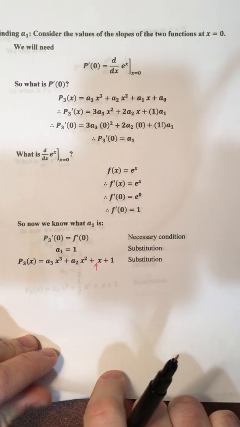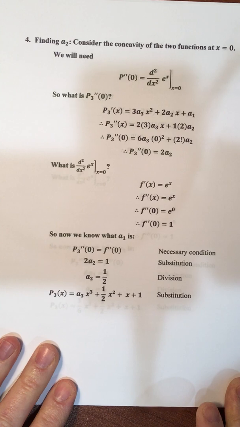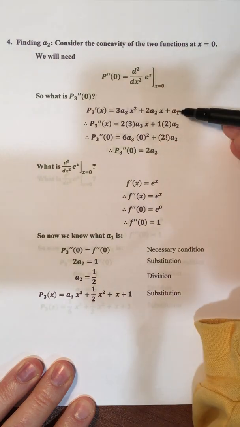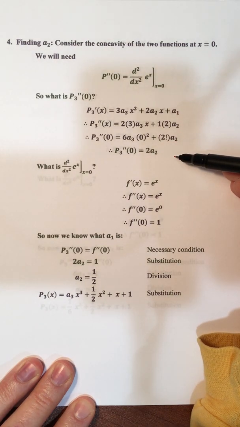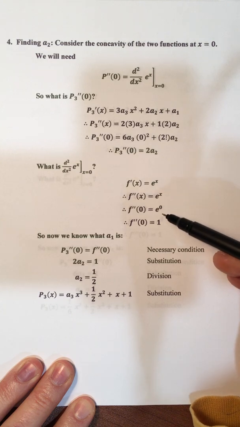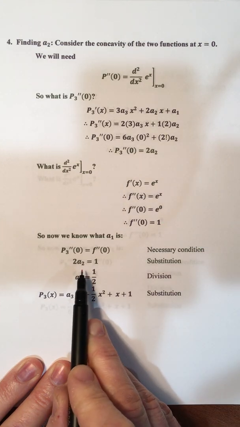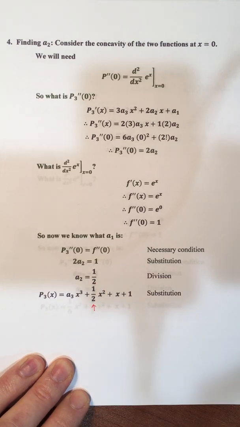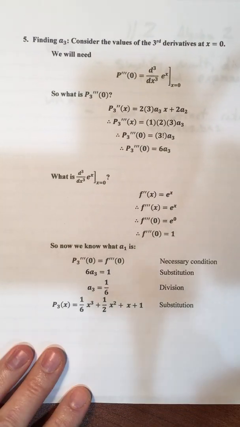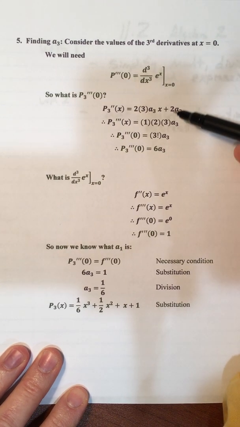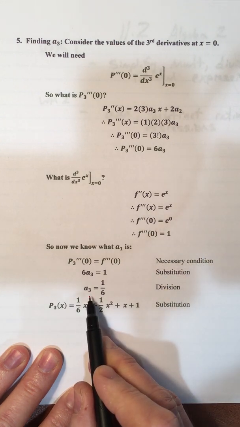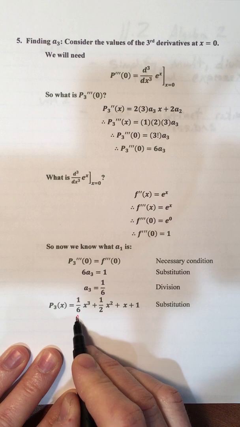Then we did it for the second derivative. The second derivative allowed us to ensure we had the same concavity. So we set the two second derivatives equal. We figure out what the second derivative of the polynomial is, and what the second derivative of the function is. We set those two things equal, and that enabled us to find the next coefficient. This was the consistent pattern that we saw. And same thing on the third derivative. Set the two derivatives equal, figure out what each derivative is, and that enables us to establish an equation that we can solve to find the next coefficient.